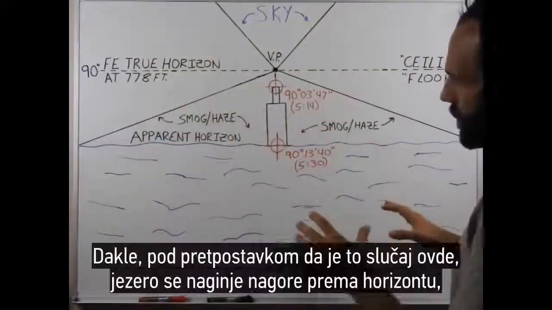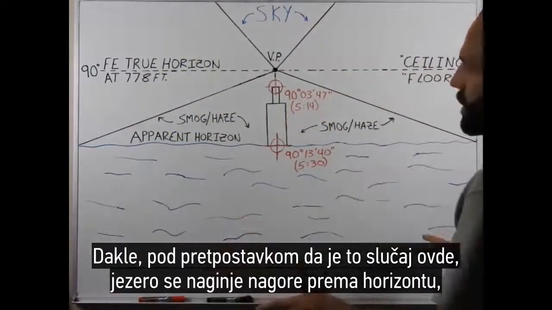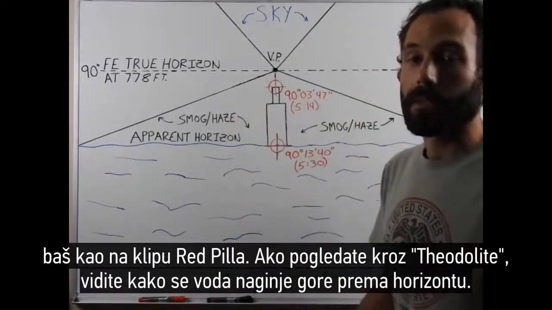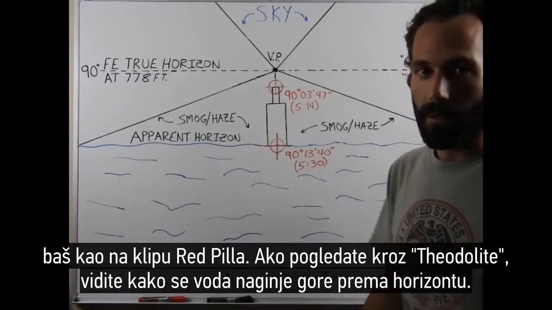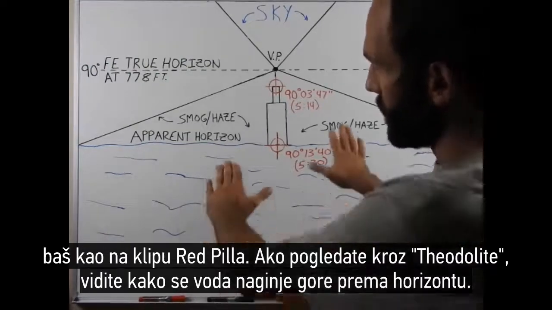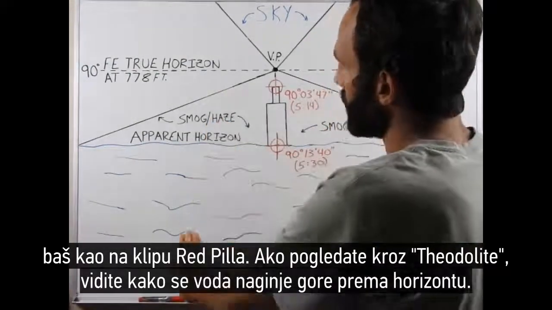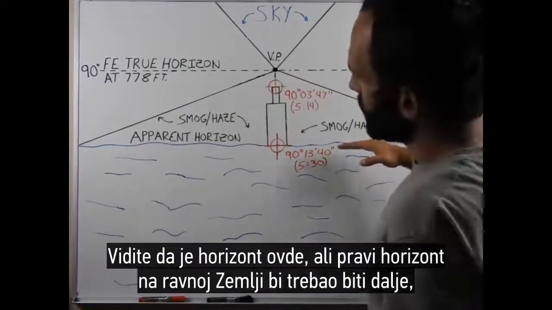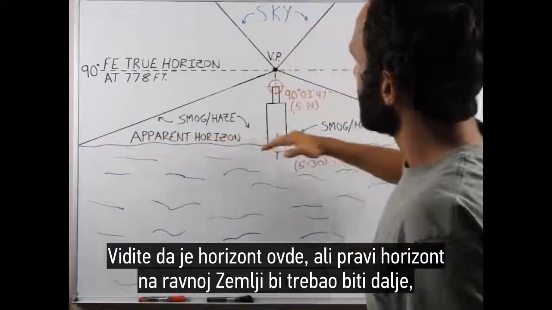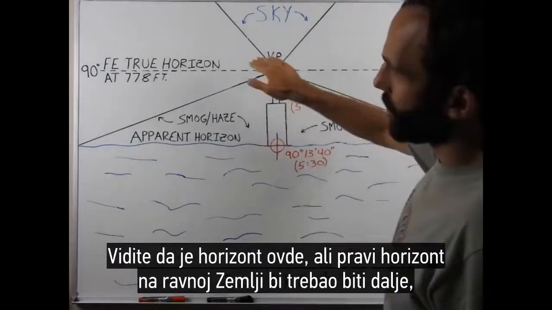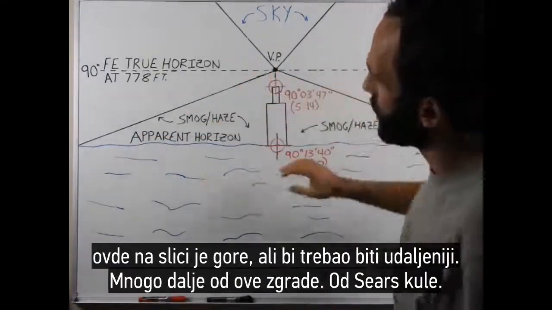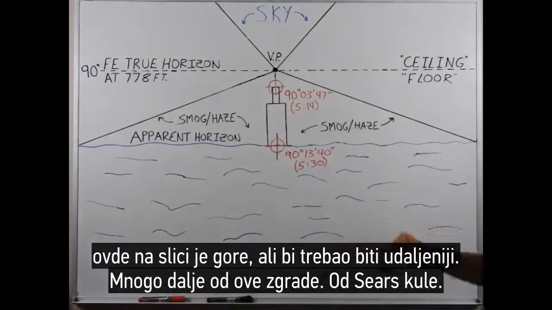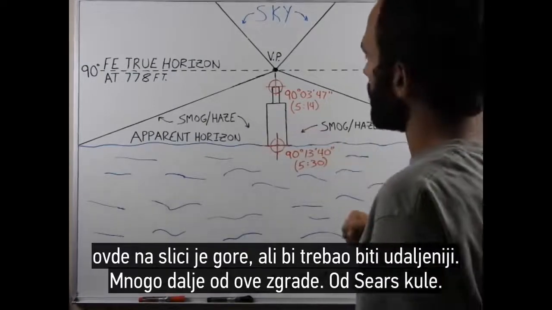Okay? So, assuming that's what's going on here, the lake is sloping up towards the horizon, as it appears in Red Pill's video. If you look through the theodolite, it definitely appears. You see water looking like it's sloping up towards the horizon. Okay? And so you see this horizon here, but the true flat Earth horizon should be farther away. It's up on this drawing, but it should be farther away, back in the distance, farther away than this building is, than the Sears Tower is.